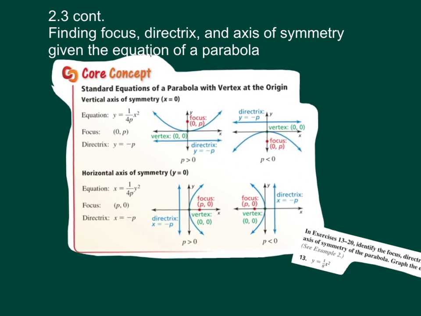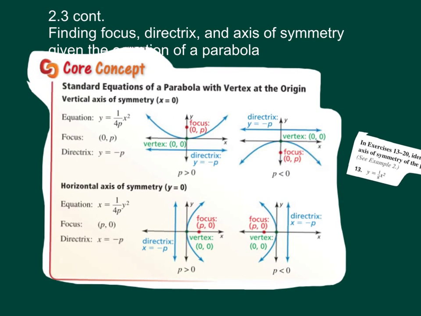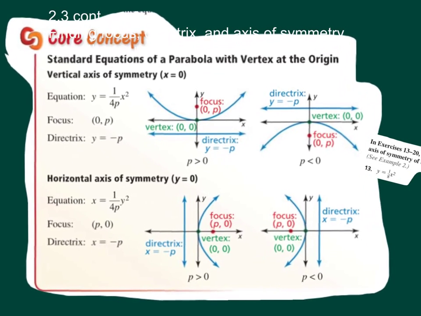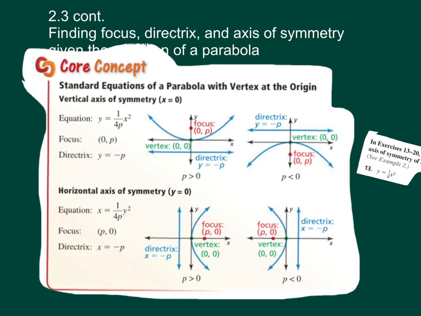most of our equations that we did previously for homework and what have you are in this form right here. So if you look at this form, it's y equals 1 over 4p times x squared. Now what the p represents is the y value of the focus. And then if you want to find the directrix, it's y equals negative p.